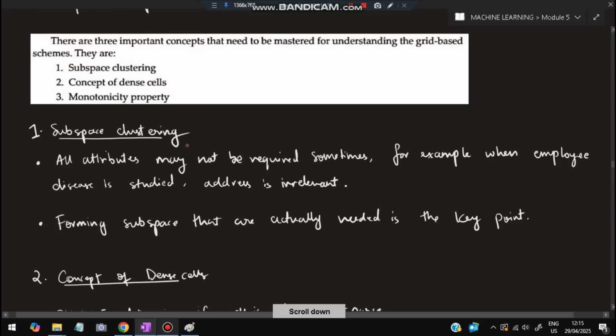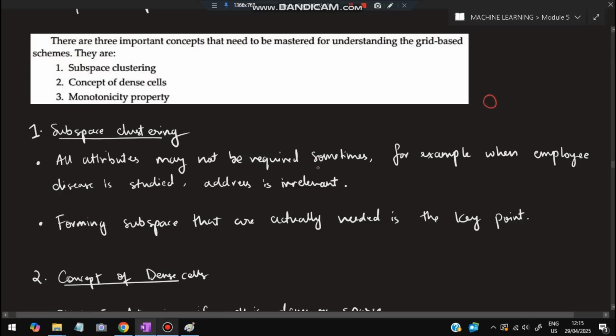Now, what is subspace clustering? Suppose there is an employee who has become sick and has gone to the hospital. In the hospital, he gives his age, his blood group, his name, and also his address. But the doctor does not require the address, because the address will not help in finding out the cause of the disease, but the blood group will, and the age will, right? So the address is irrelevant there.